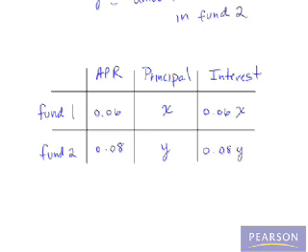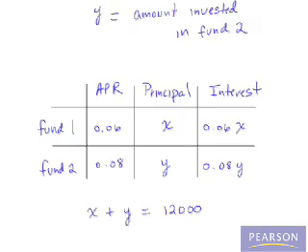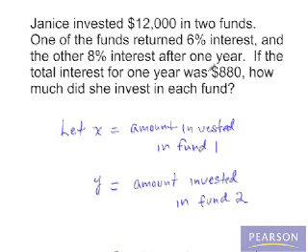Now from this chart, let's try to come up with two equations using two variables to build our system of equations. Well, we know that the total amount of money invested was $12,000. So the amount invested in Fund 1 plus the amount invested in Fund 2 must add up to equal $12,000. Also, we are told in the problem that the total amount of interest after 1 year was $880. Total amount of interest after 1 year, $880.